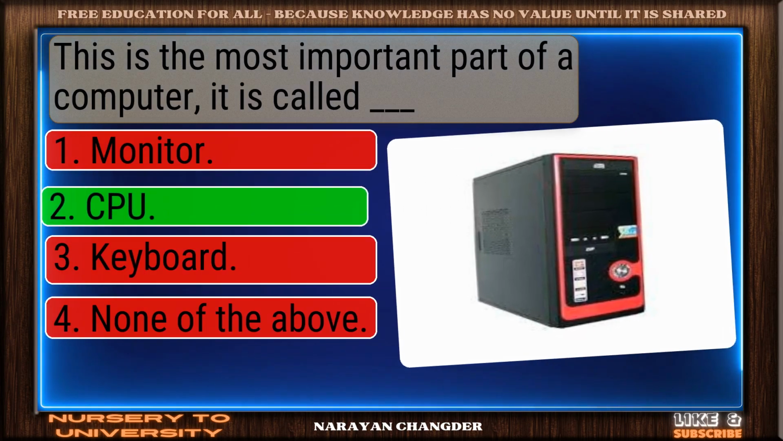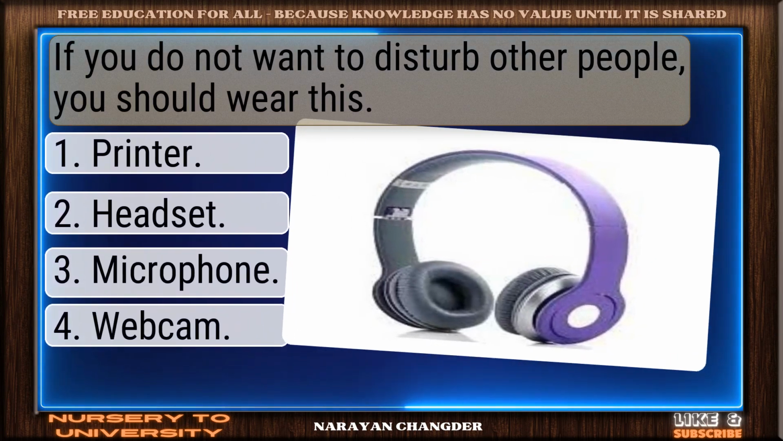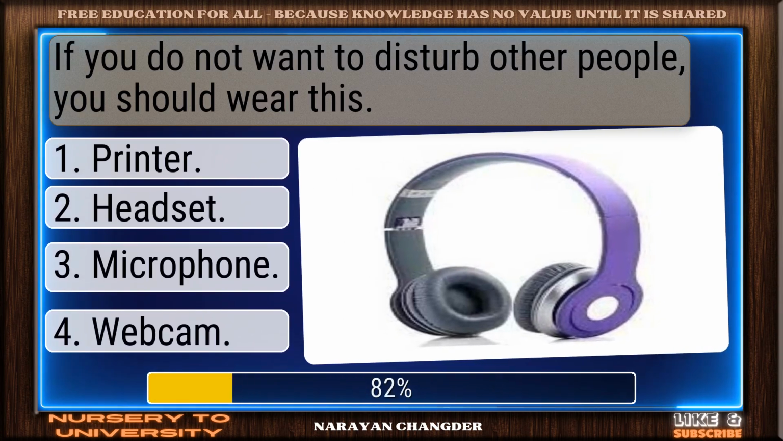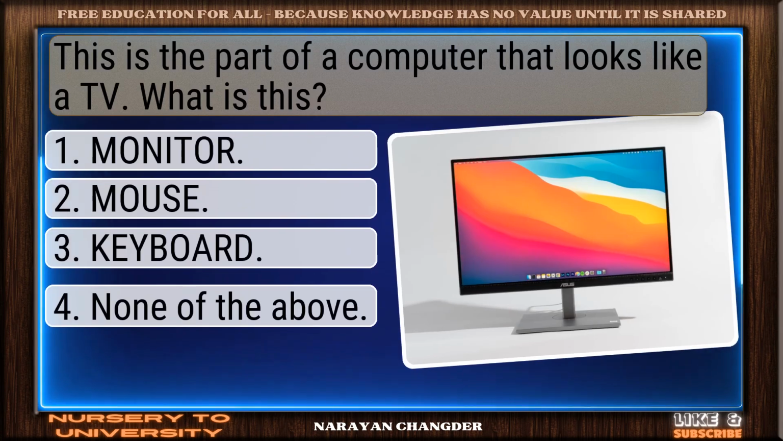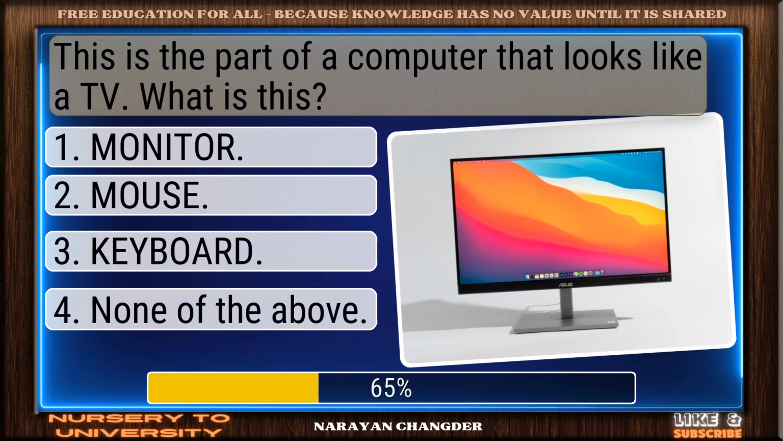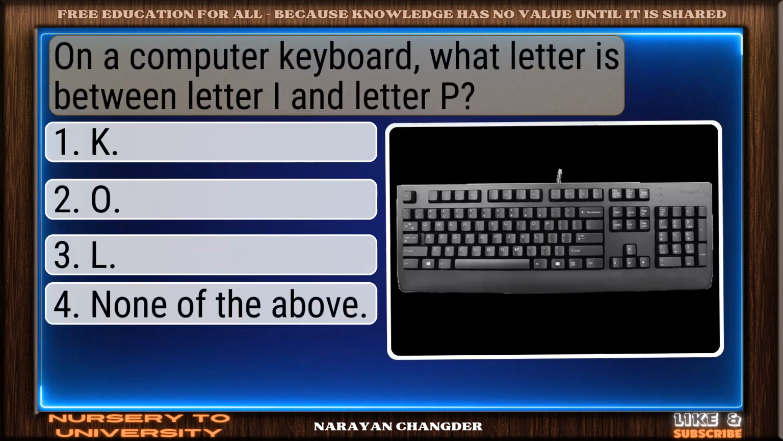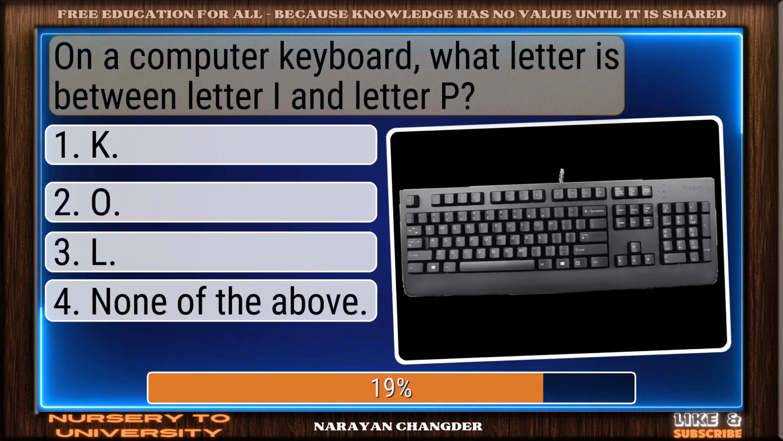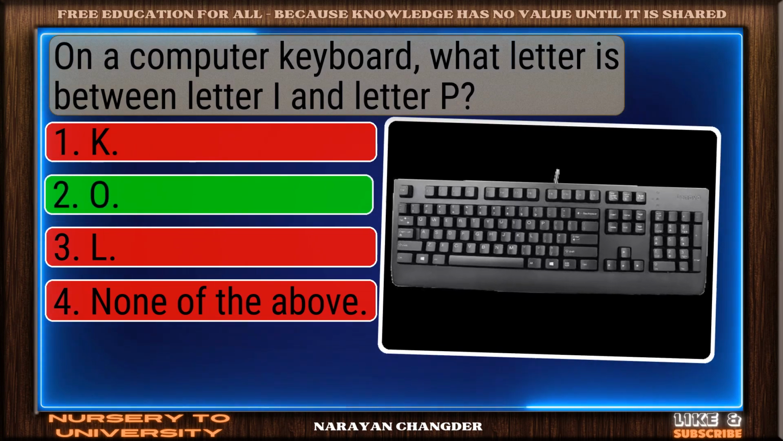Smart move. CPU is accurate answer. If you do not want to disturb other people, you should wear this. Right choice. Headset is best. This is the part of a computer that looks like a TV. What is this? Perfect. Monitor is the one. On a computer keyboard, what letter is between letter I and letter P? Solid response. O is valid.